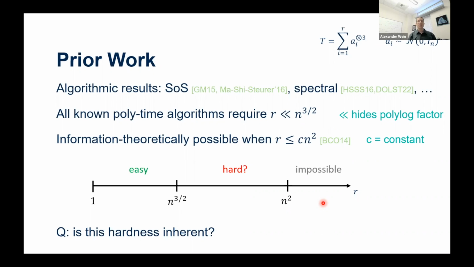So the main question I want to try to address here is: is this hardness inherent? Might there actually be a better algorithm that can decompose tensors up to rank, say, n squared? If so, we would love to find this algorithm. But on the other hand, if there inherently does not exist a polytime algorithm in this regime, we'd like to understand why or have some evidence for why we think this problem is hard, so that we don't indefinitely waste our time looking for better algorithms.